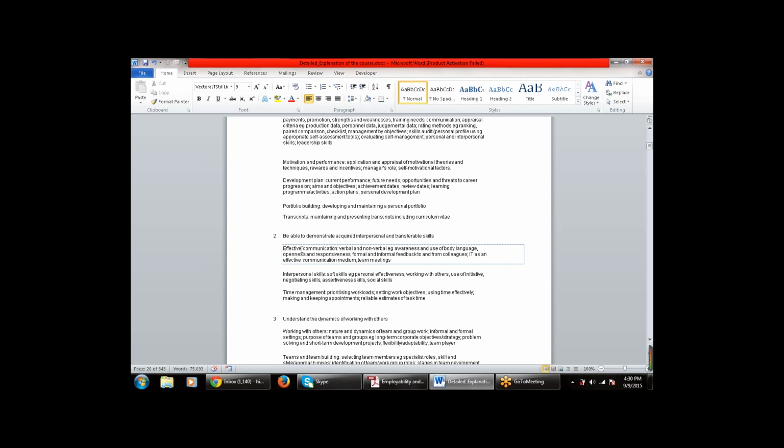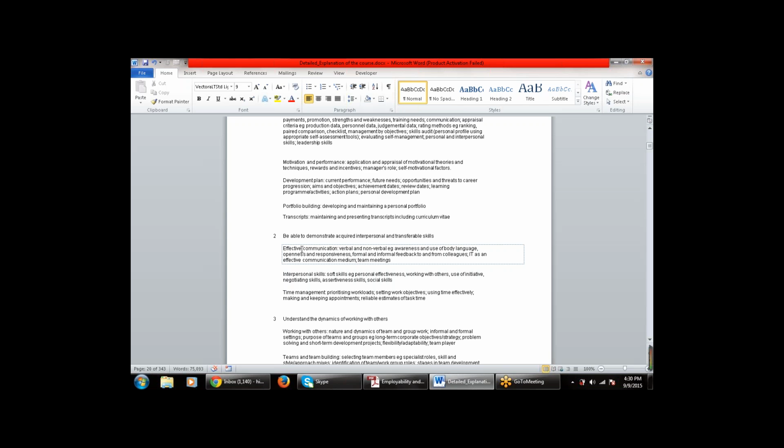The next is time management, that is how to manage the time. This is one of the tools, one of the skills that is available to the manager, that is time management, that is using the time effectively, making and keeping appointments, and reliable estimates of task time.